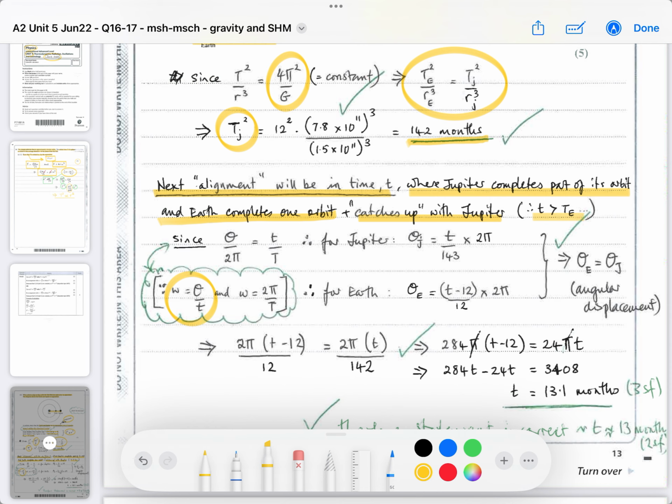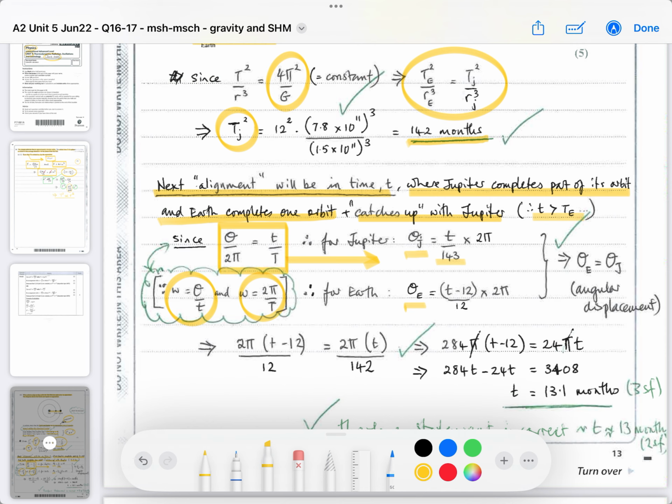Since angular velocity omega is angular displacement over time, and we know omega is 2 pi over T, we can come up with a ratio: displacement theta over 2 pi must be equal to the time divided by the period. So for Jupiter, we can then make theta, the angular displacement, the subject, and show that it's t over T, where T is 143 for Jupiter, multiplied by 2 pi. If you can follow that, we're just making theta the subject of the formula, both for Jupiter and for Earth.